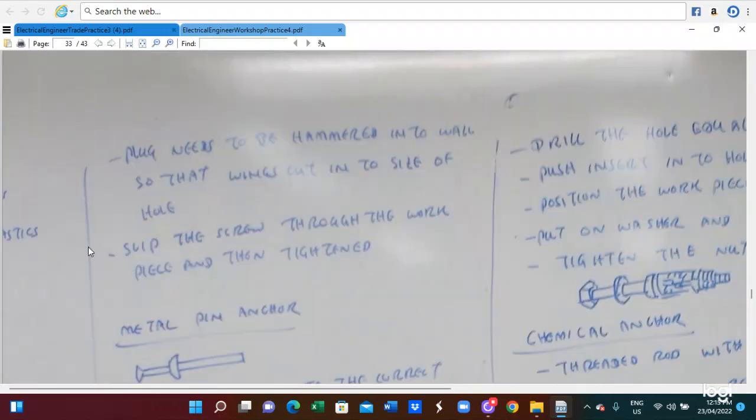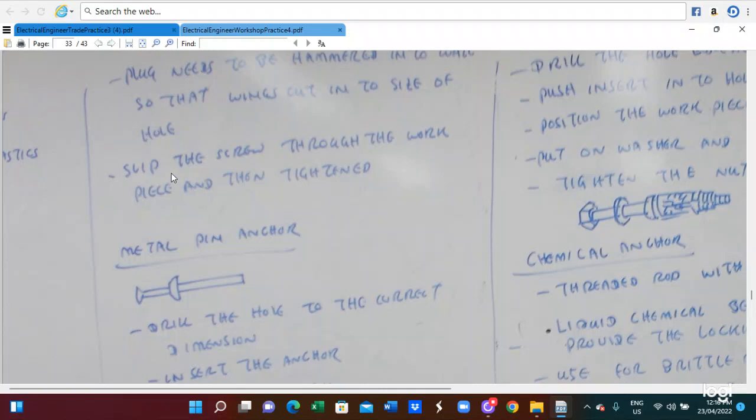So the plug needs to be hammered into the wall so that the wings cut into the side of the hole. Now we have to slip the screw through the wall piece and then tighten it.